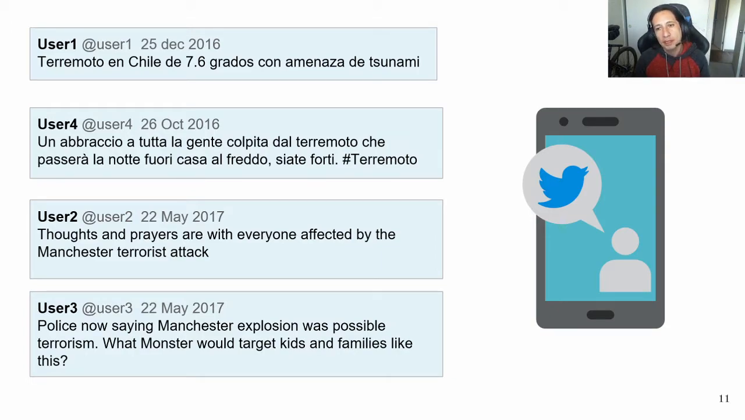Data is obtained at a low cost, and more important, there is a huge volume of data shared from different locations, languages, etc. For example, in this case, we can see some messages published in Spanish related to an earthquake, and also in Italian, and also we can find English messages about terrorist attacks or bombings.